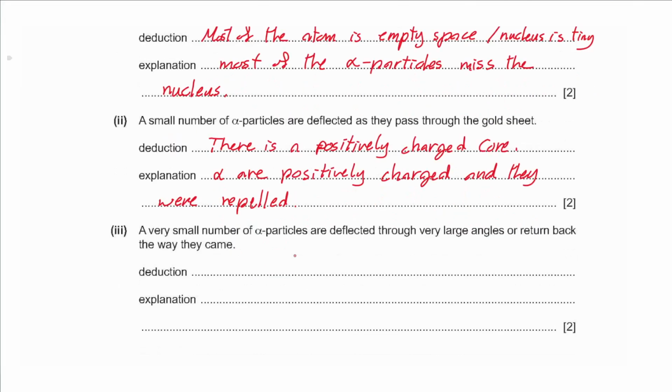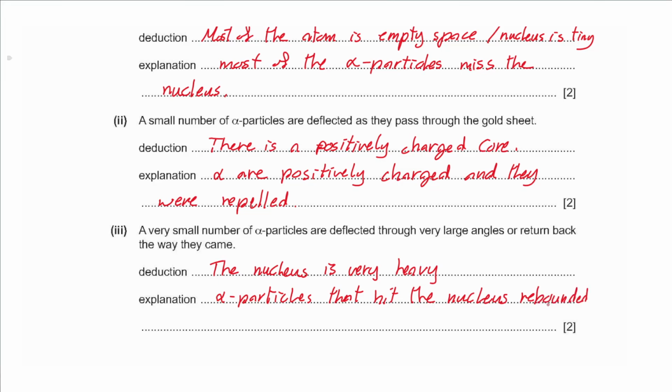Triple I says a very small number of alpha particles are deflected through very large angles or return back the way they came. We say that the nucleus is very heavy or contains most of the atom's mass because the alpha particles that hit the nucleus rebounded. So they could not have rebounded if they hit a lighter mass or an approximately equal mass. They will just keep moving in the same direction and the object will be knocked out of the way. But if the mass of the object that you hit is much greater than your own mass, you will rebound backwards.